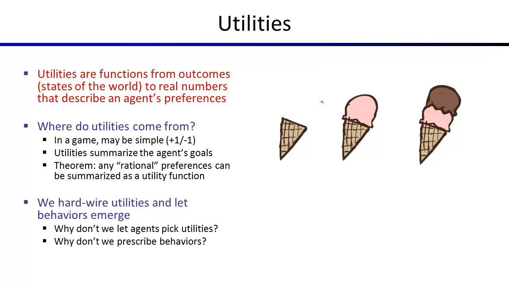So in general, what we do is we hardwire utilities and then let some behaviors emerge. This isn't the only way we could proceed. We could let our agents pick their utility functions. That's kind of a bad idea. Why don't we let our vacuum cleaner pick its utility function?